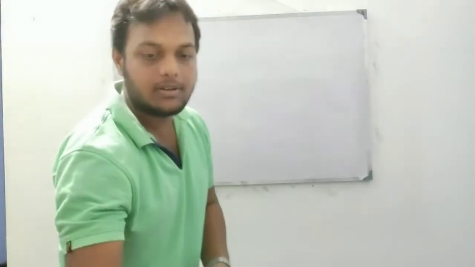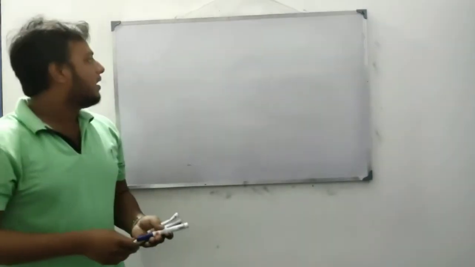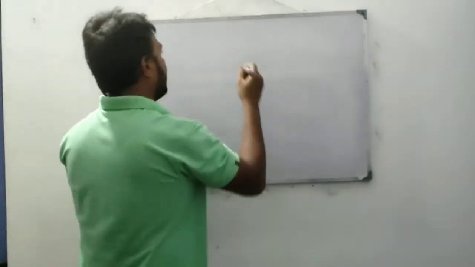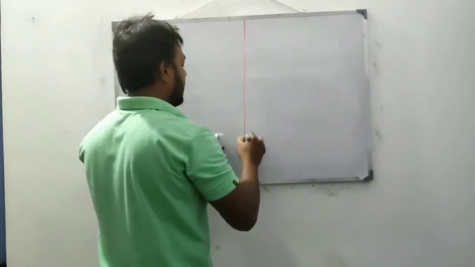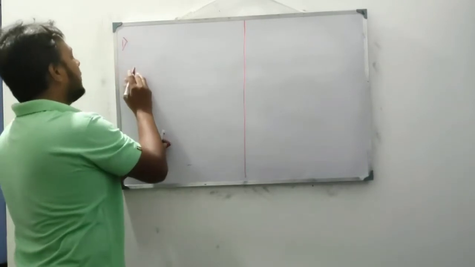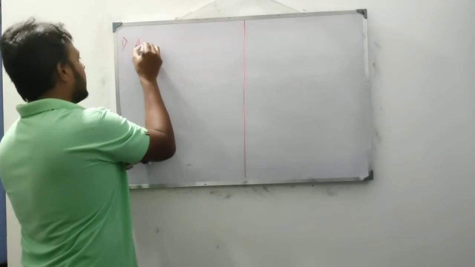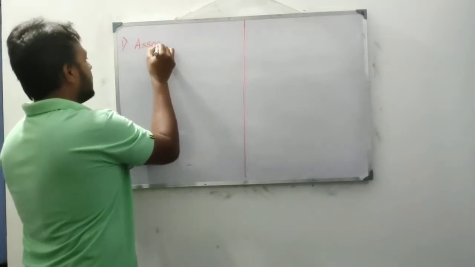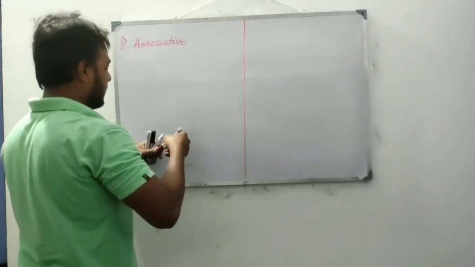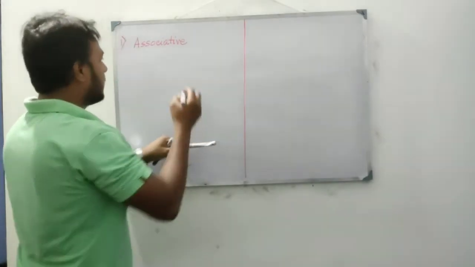Next, some properties. Next we have to know about some properties. The first property which I am going to discuss is the associative property.